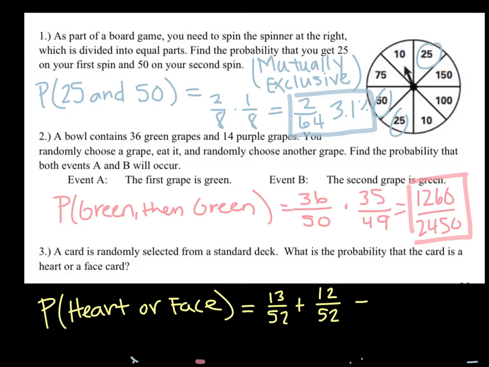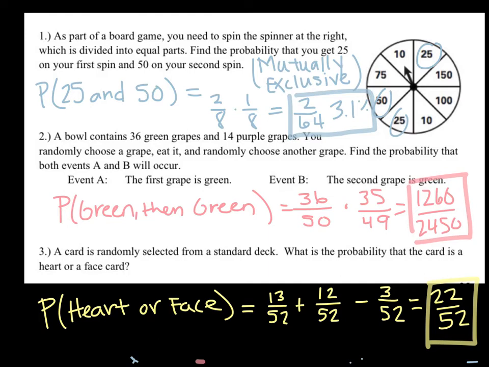And are there any cards that are hearts and face cards? Yes. The King of Hearts, Queen of Hearts, and Jack of Hearts. All face cards, all hearts. So those are both of them, and we only want one or the other. So we end up with 22 out of 52. So about 42.3%.